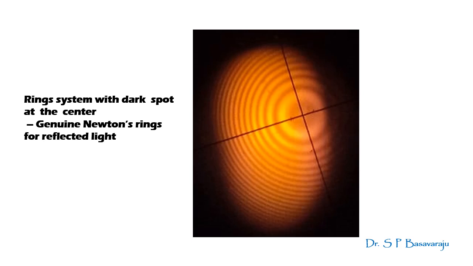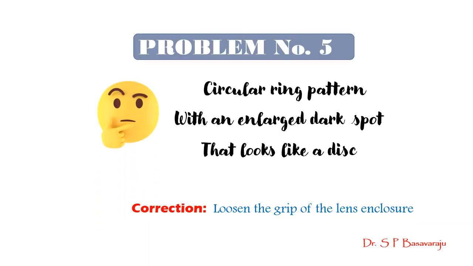But sometimes you may have a different problem. When you get the rings there at the center of the ring system, it should be dark, alright, but instead of a small dark spot like how you see in this image, there could be one with an unusually large area that looks almost like a big disk. That's problem number 5. It's because of only one reason.